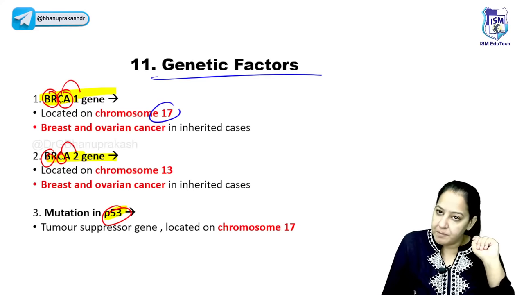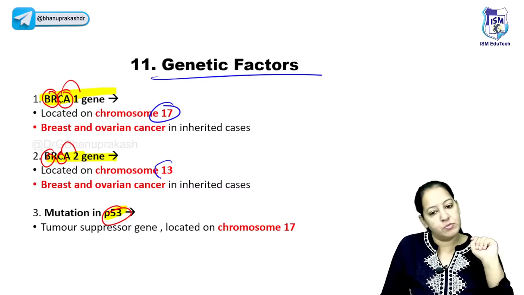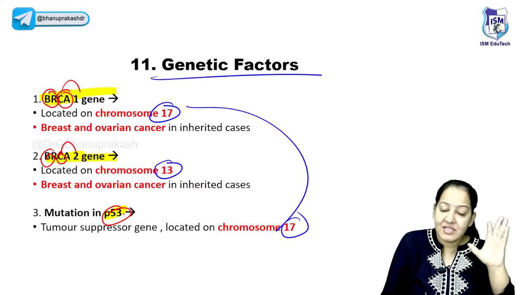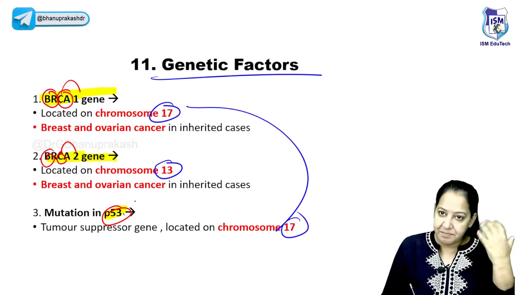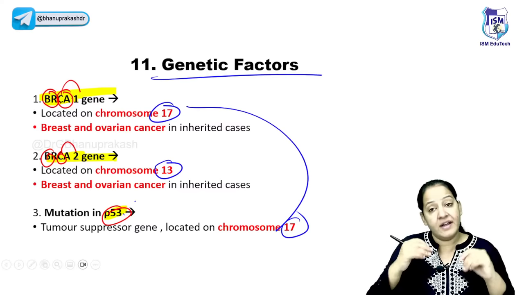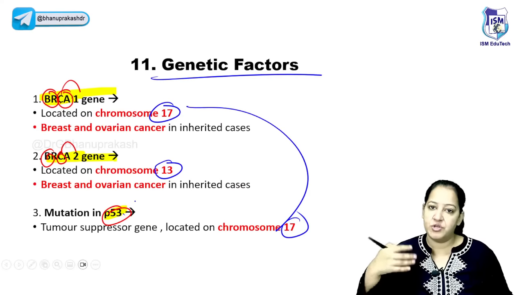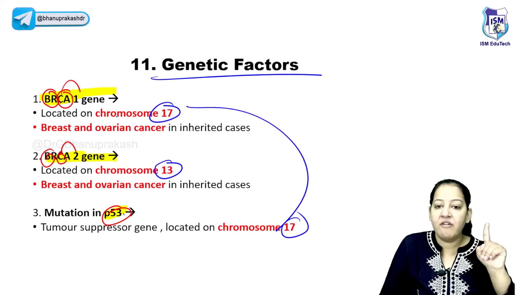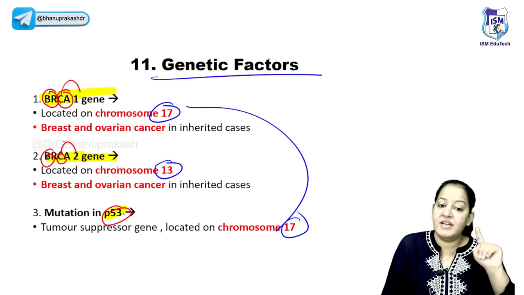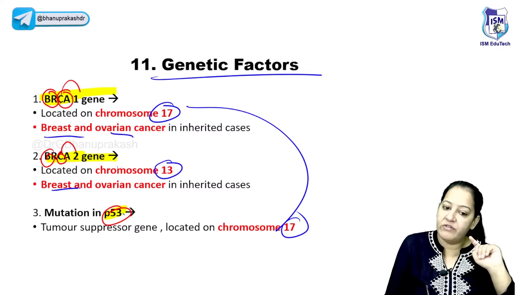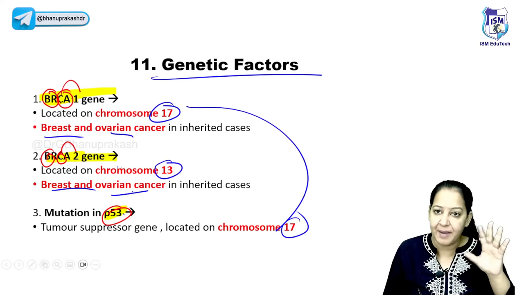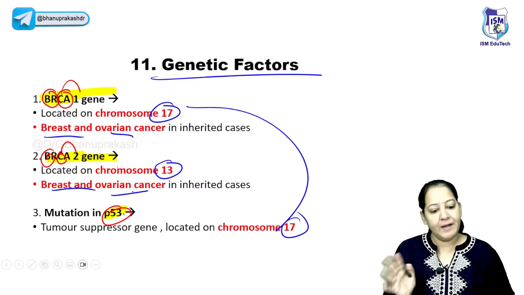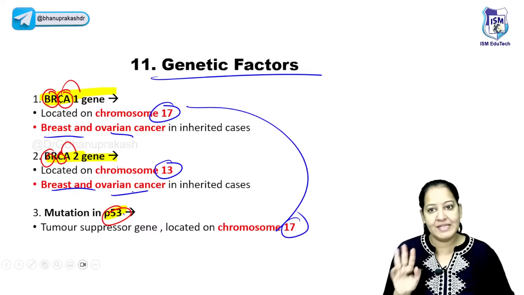BRCA1 gene is present on chromosome number 17. BRCA2 gene is present on chromosome number 13. And P53 is also present on 17, like BRCA1. These are all tumor suppressor genes. If they get mutated, the person can have breast cancer, and it is transmitted family to family, generation to generation. The mother can transmit it to the daughter. So if BRCA1 and BRCA2 are mutated, they carry a high risk of developing breast and ovarian cancer both. The risk of ovarian cancer also increases. So BRCA1, BRCA2 and P53. Learn the names of the three genes very thoroughly.